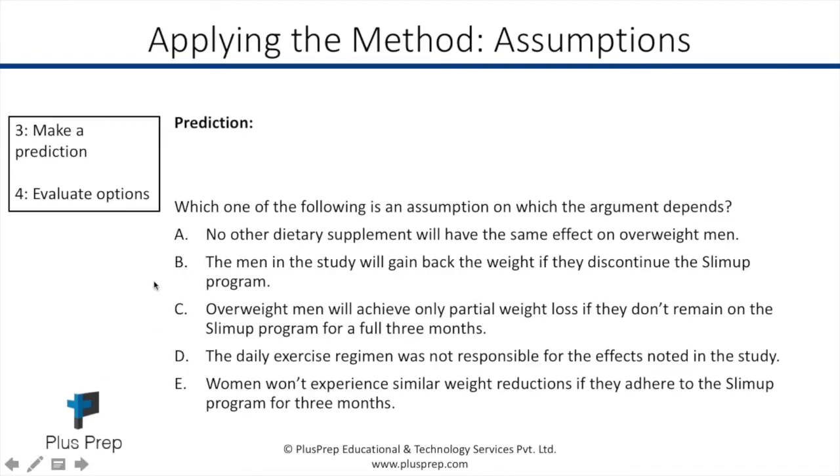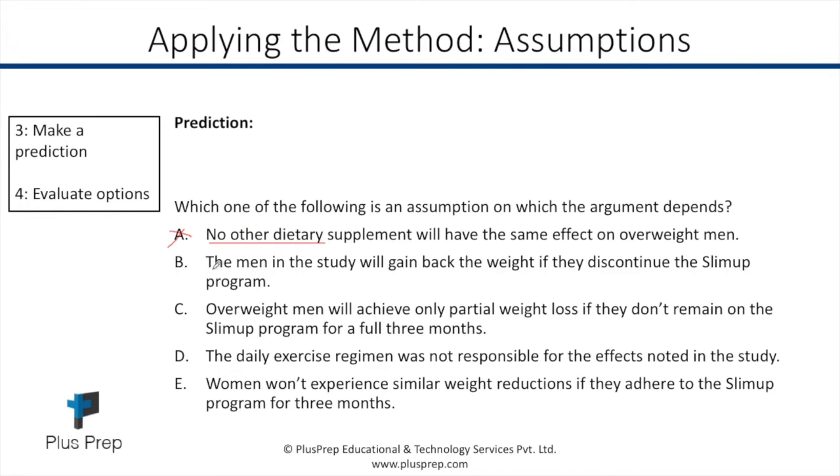Let's go to the answer options and evaluate each of them and figure out how they make sense. Let's look at A. No other dietary supplement will have the same effect on overweight men. So look at that. The answer option is about other dietary supplements, right? Our conclusion is only about Slim Up. And therefore, because it's not about Slim Up, this is eliminated because it's out of scope.